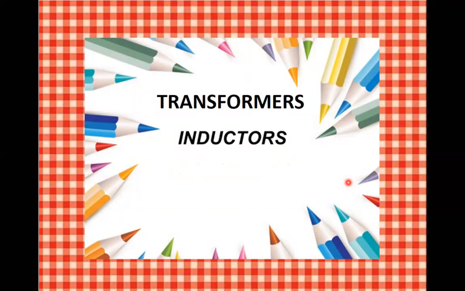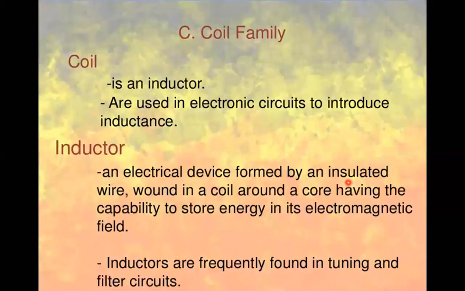Now let's understand the third passive component, called transformers or inductors. A coil is an inductor used in an electronic circuit to introduce inductance. So how will you define an inductor? Inductors are electrical devices formed by insulated wire wound in a coil around a core, having the capability to store energy in its electromagnetic field. Inductors are frequently found in tuning and filtering circuits.